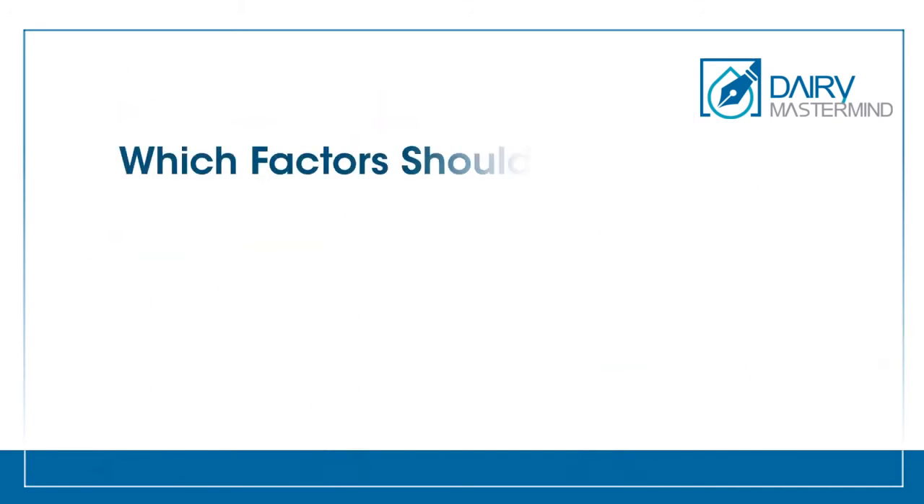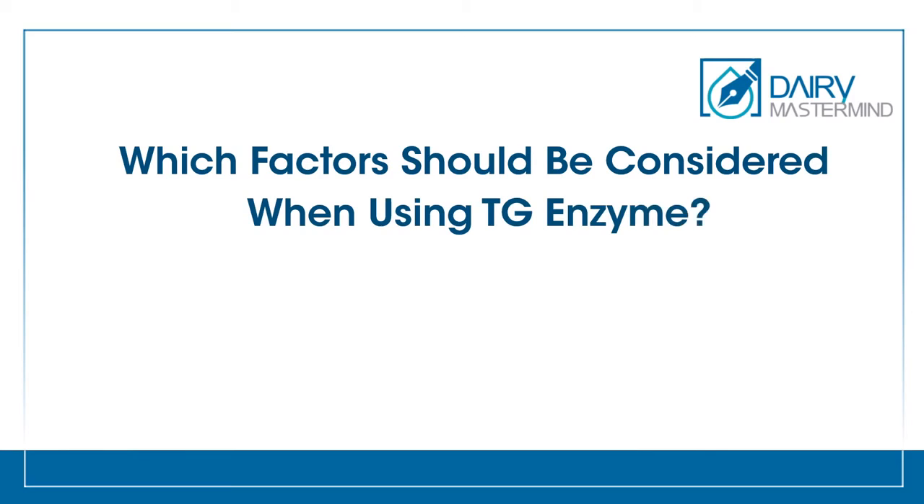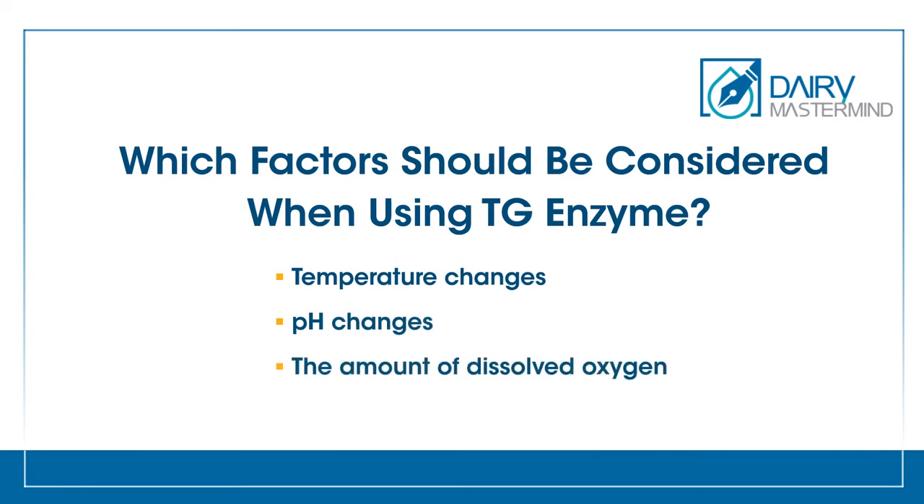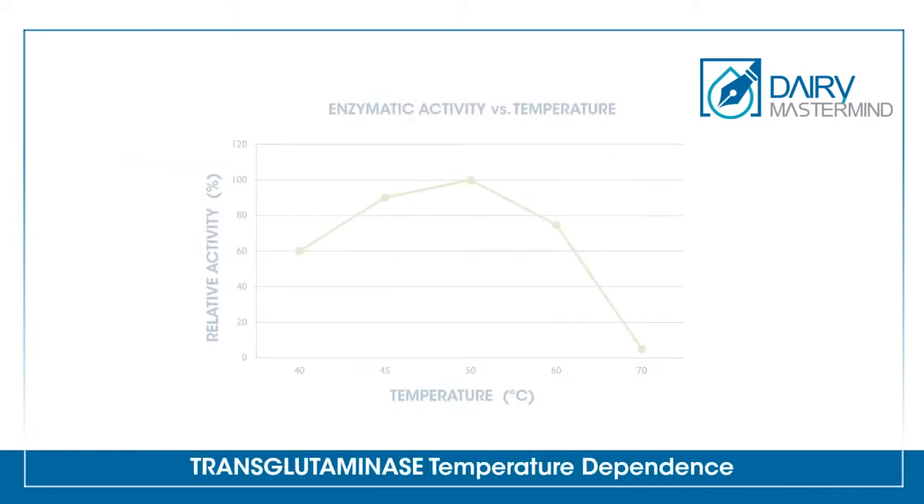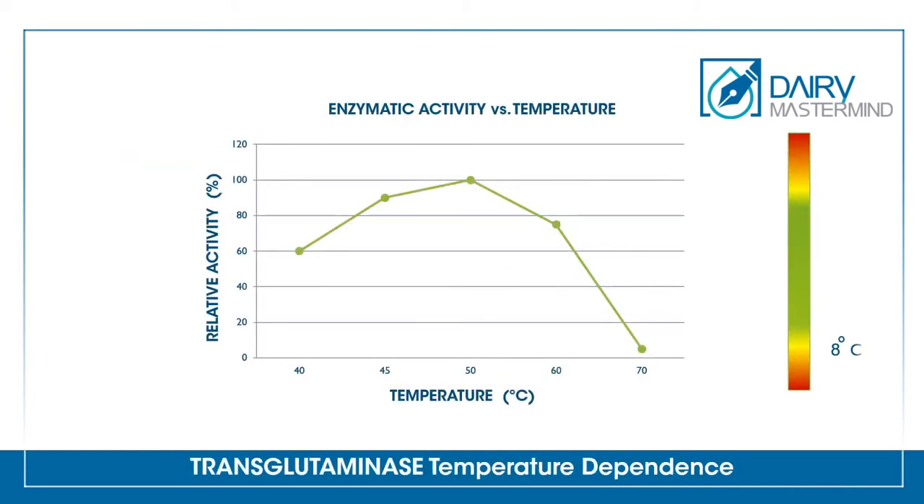Which factors should be considered when using TG enzyme? Some factors like temperature, pH, and the amount of dissolved oxygen should be considered in the process and in use. Related to temperature, below +2 degrees Celsius, transglutaminase is inactivated. Optimum temperature, maximum activity is about 50 degrees Celsius. Above 65 degrees Celsius, transglutaminase is irreversibly inactivated.